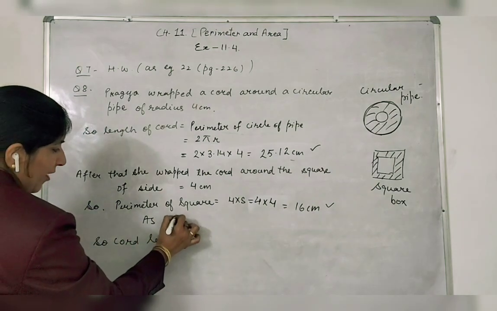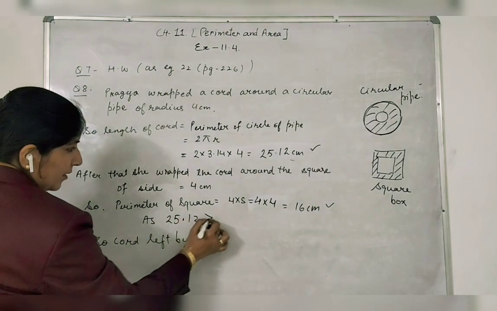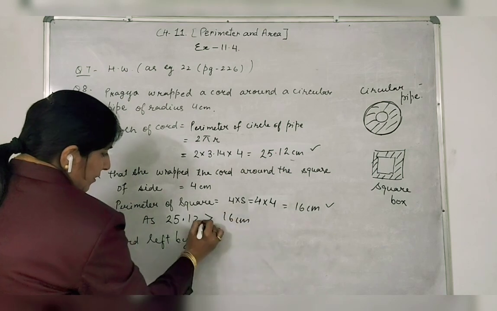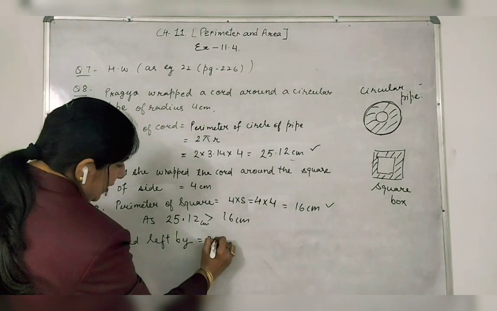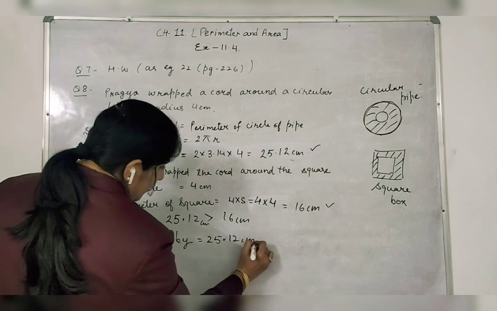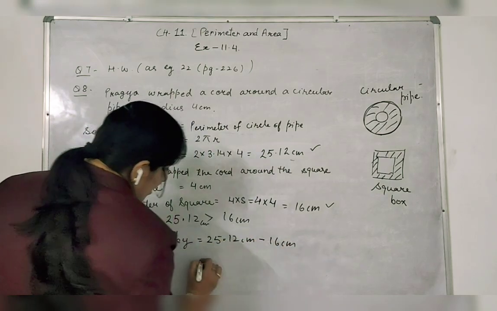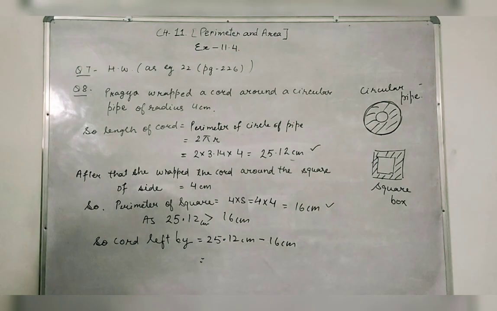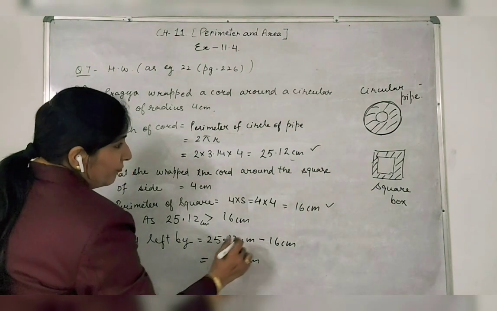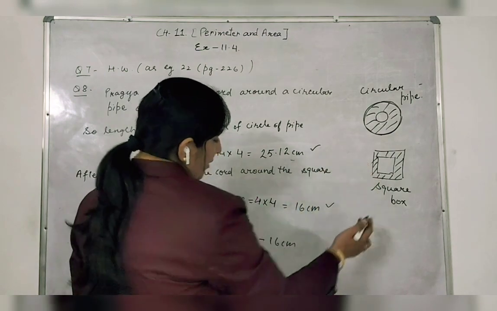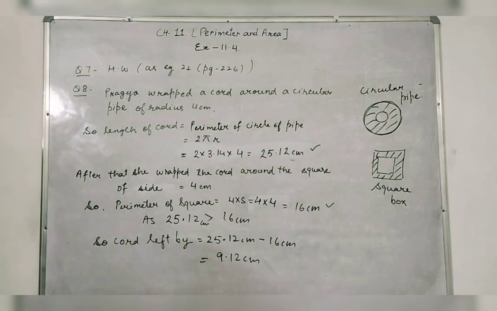As 25.12 centimeter is greater than 16 centimeter, the cord is left. How much cord is left? That is 25.12 centimeter minus 16 centimeter. If we subtract this, we get the result: 9.12 centimeter is the cord which is left. Okay, so this is the solution of question number 8.